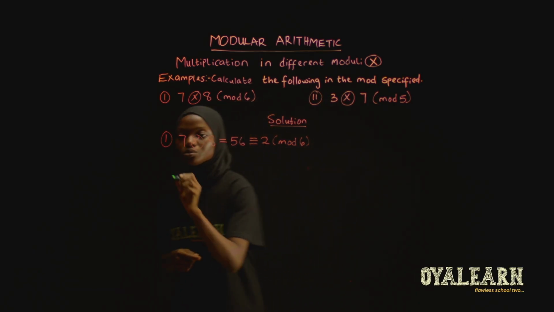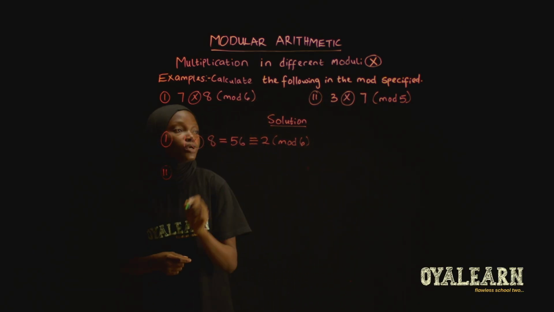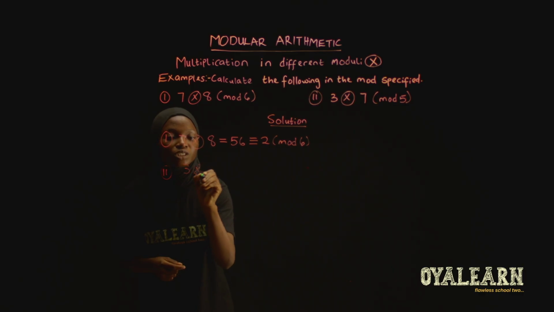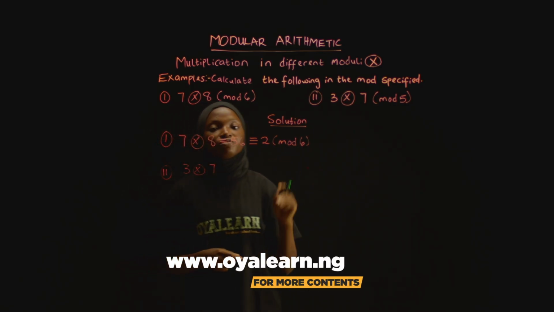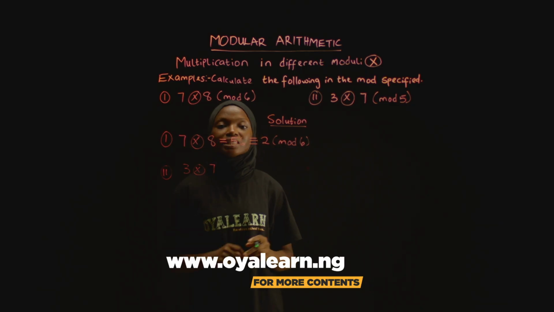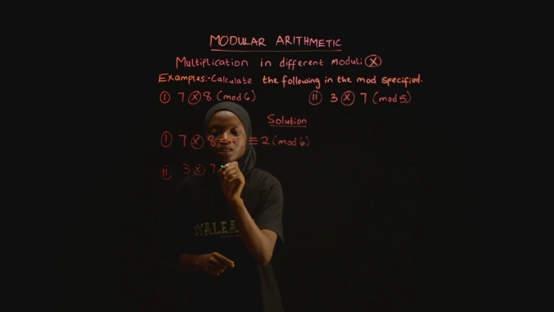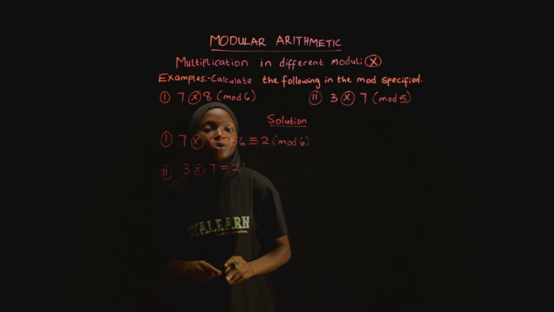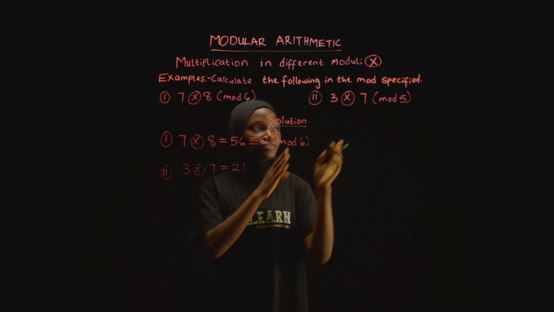The second example, we have 3 multiplied by 7 in mod 5. But the first thing, multiply the numbers normally. 3 multiplied by 7, we have 21. Now we convert this 21 to a number we can have in mod 5.